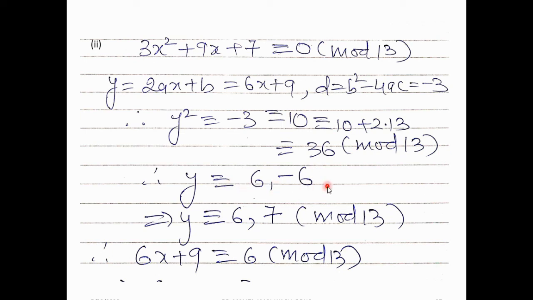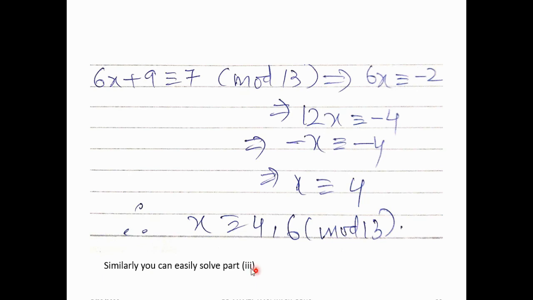That means y is congruent to plus minus 6, and minus 6 is congruent to 7 modulo 13. So we have y congruent to 6 and 7 modulo 13. So if we take y congruent to 6, then 2ax plus b, that is 6x plus 9, is congruent to y, that is 6. So 6x plus 9 is congruent to 6 modulo 13. This implies that 6x is congruent to minus 2, and if I multiply it by 2, 12x is congruent to minus 4. That means x is congruent to 4, because under modulo 13, 12 is minus 1. Therefore, x is congruent to 4 and 6 modulo 13.